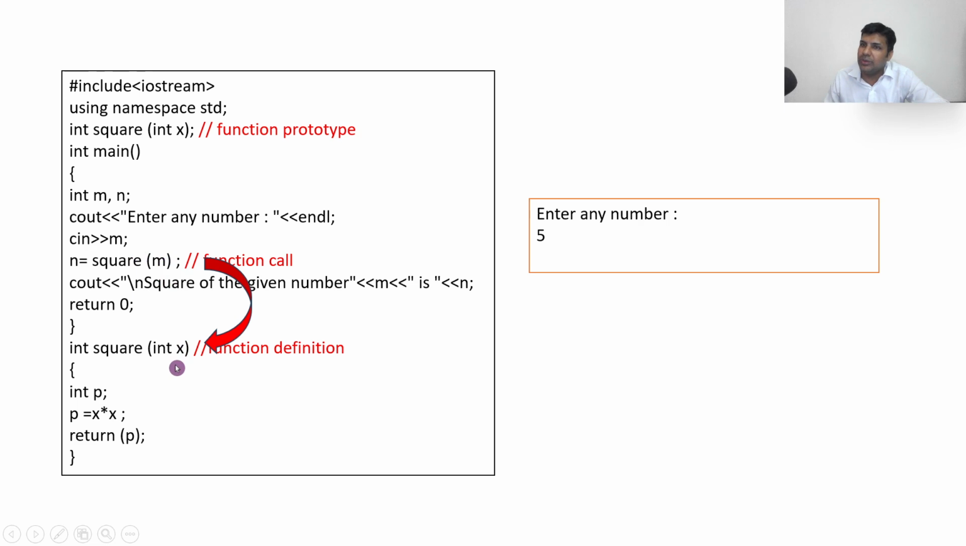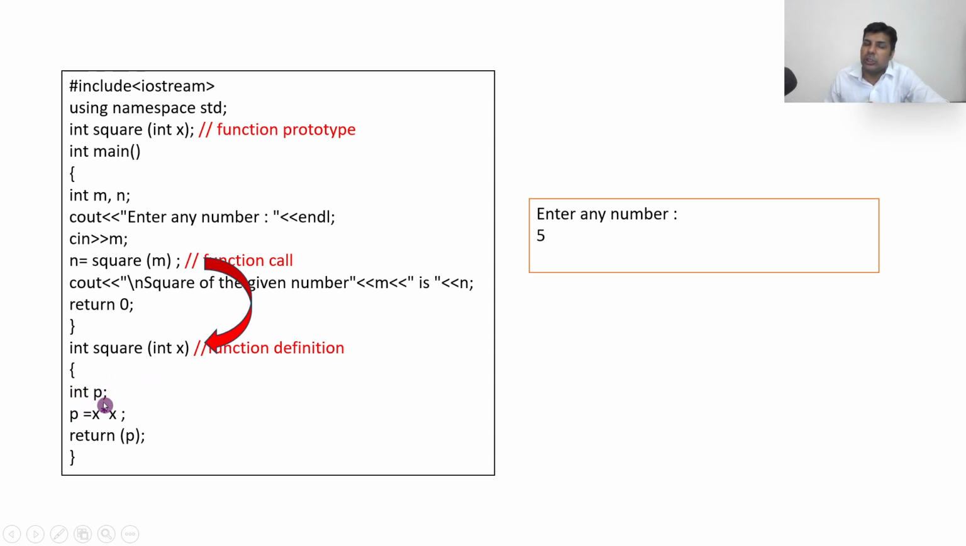Now what is x value? X value is 5, right? So x value is also 5. Already we have declared it in the function prototype. Remember, without declaring in the function prototype, you cannot use it in the function definition, right? Okay, now x value is 5.